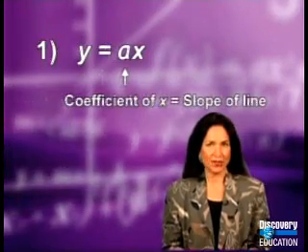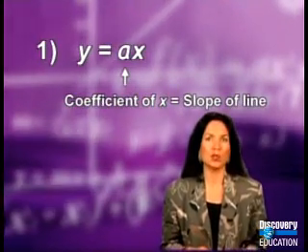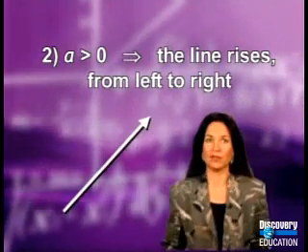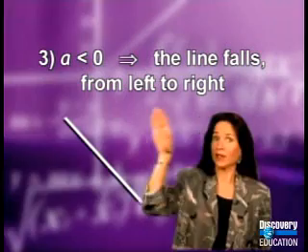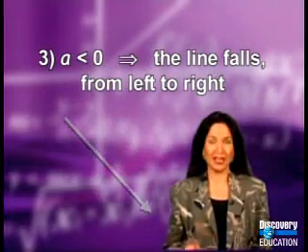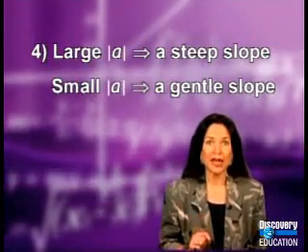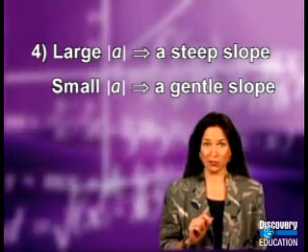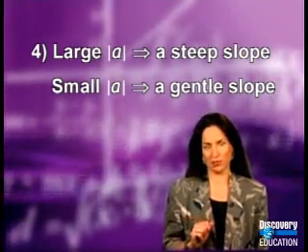Let's generalize our findings. a, the coefficient of x, is the slope of the line. If a is positive, the line rises from left to right. If a is negative, the line falls from left to right. And lastly, the larger the absolute value of a, the steeper the slope. The smaller the absolute value of a, the gentler the slope.